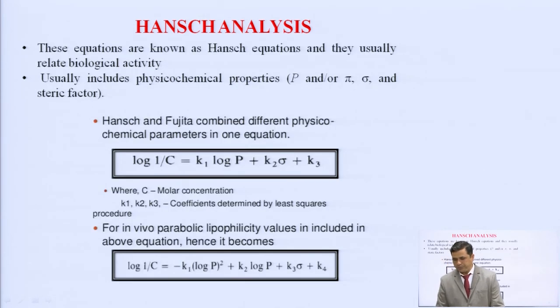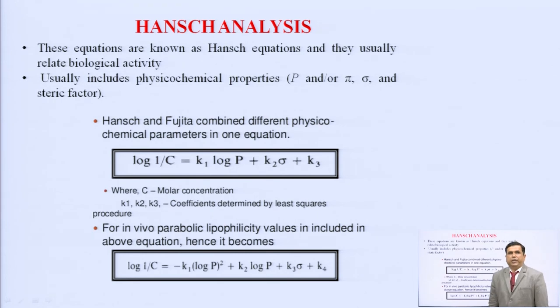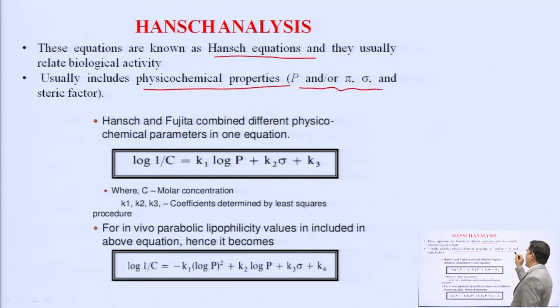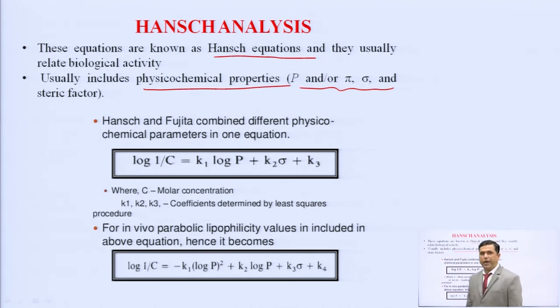or more. So, here Hansch gave an equation, and the equation is known as the Hansch equation, and it usually relates the biological activity. The main function of this Hansch analysis is to correlate the biological activity with the physicochemical parameters, usually including the parameters P, pi, sigma, and the steric factors. So, here Hansch and Fujita combined different physicochemical parameters in one equation.